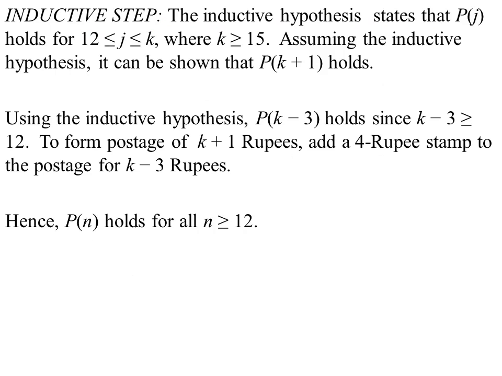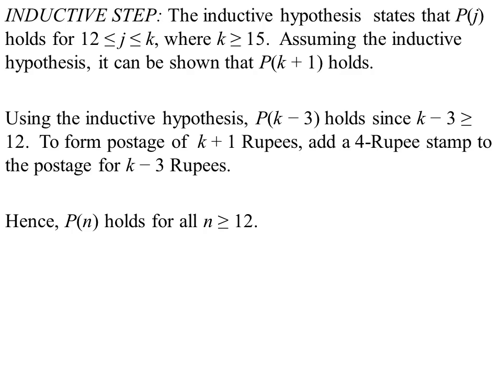In the inductive step, the hypothesis is that P of j holds for all values j taking from 12 to k, where k is greater than or equal to 15. By assuming this hypothesis, now we have to show that it also holds for P of k plus 1. Now let us use the inductive hypothesis. As per it, P of k minus 3 holds since k minus 3 is greater than or equal to 12.